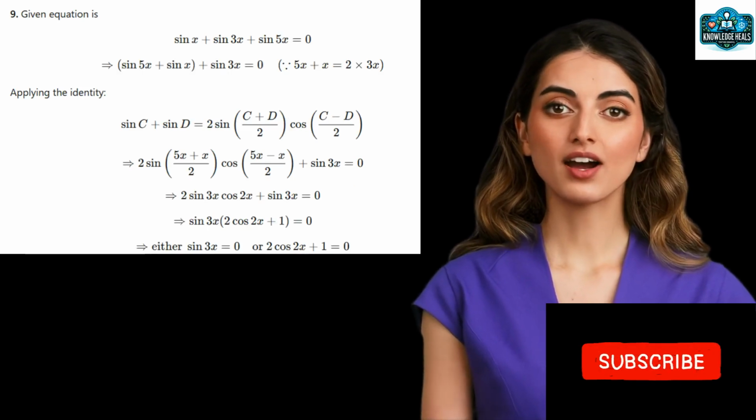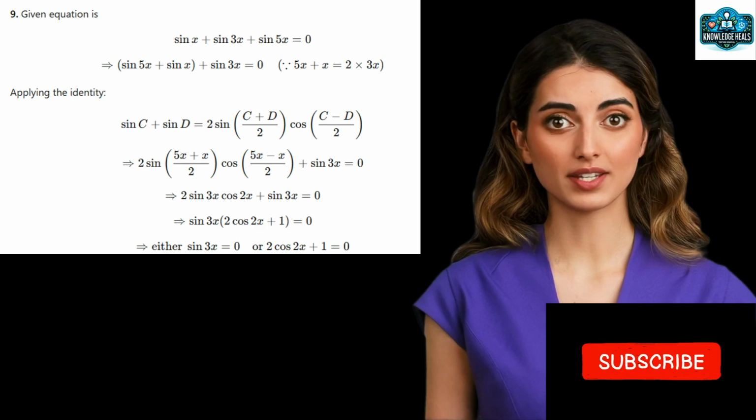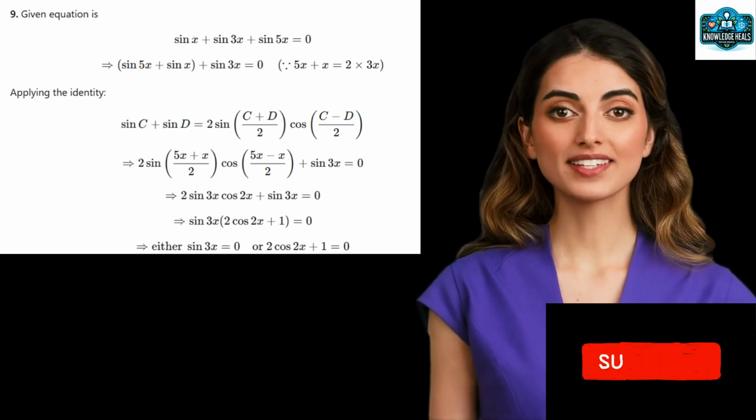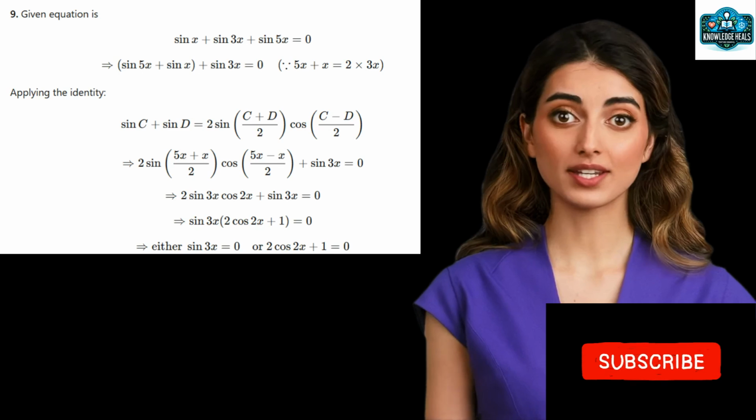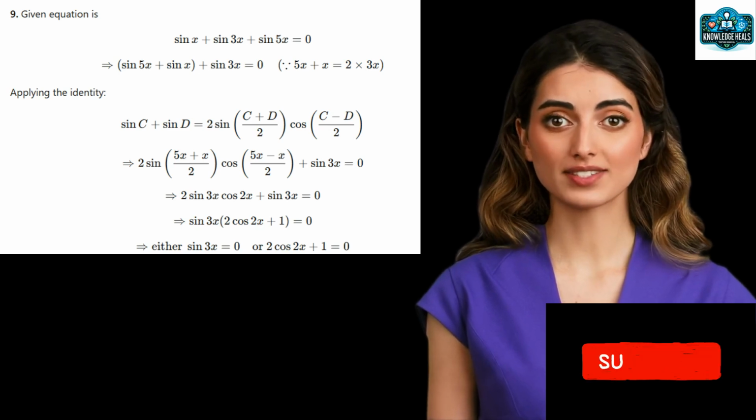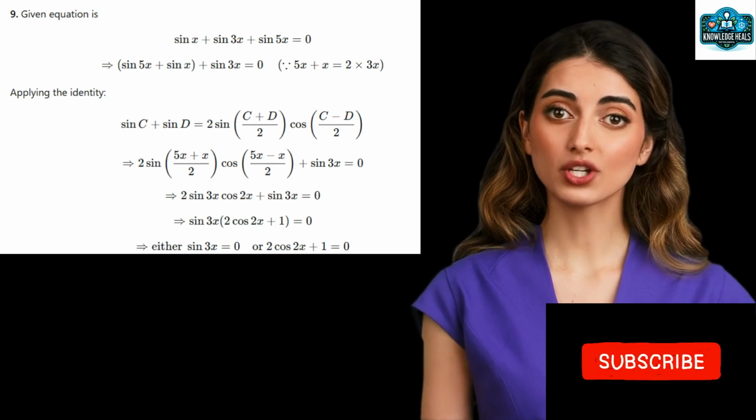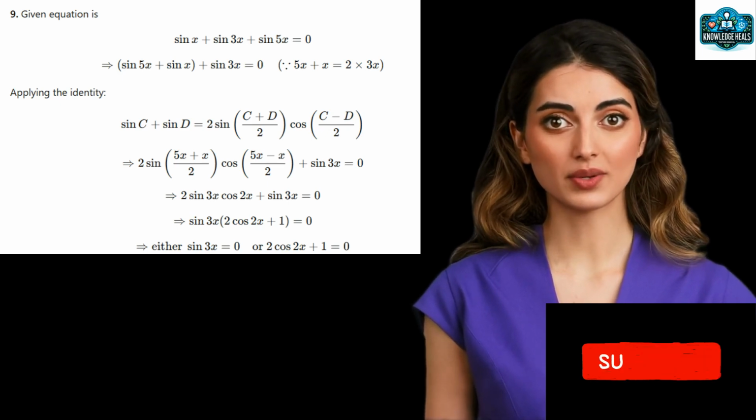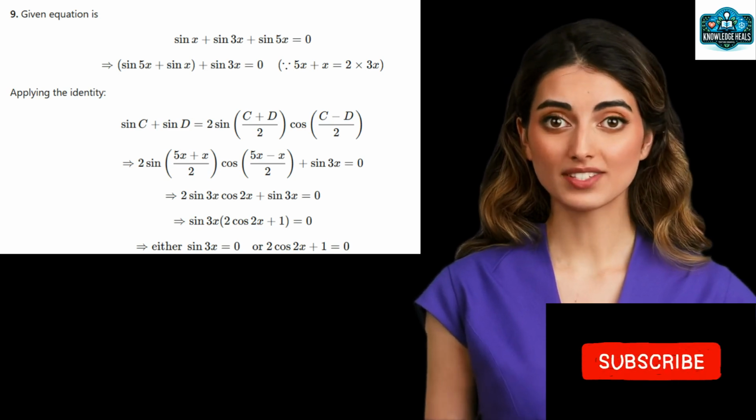Now let's focus on the last question of our exercise, that is sin x plus sin 3x plus sin 5x equal to 0. We will apply the identity now: sin c plus sin d equal to 2 into sin of (c plus d)/2 into cos of (c minus d)/2. As we apply the formula, we get the equation 2 into sin of (5x plus x)/2 into cos of (5x minus x)/2 plus sin 3x is equal to 0.